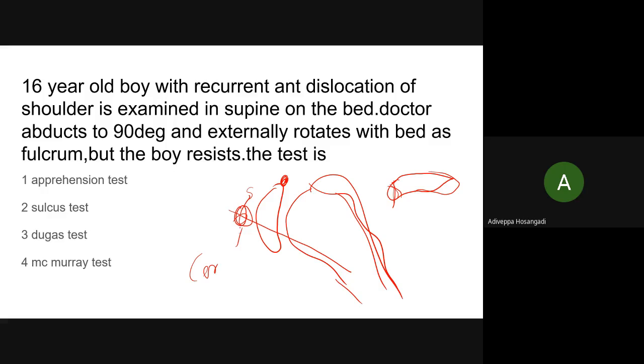Short head and coracobrachialis. So what they do, they cut this coracoid tip with the muscles and bring and attach it antero-inferiorly. They cut the tip of the coracoid process and attach it to the antero-inferior part of the glenoid with a screw. This is the Latarjet procedure. Okay, Bankart's, Putti-Platt's, and Latarjet procedure.